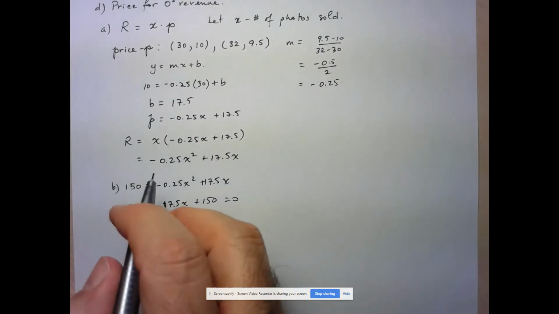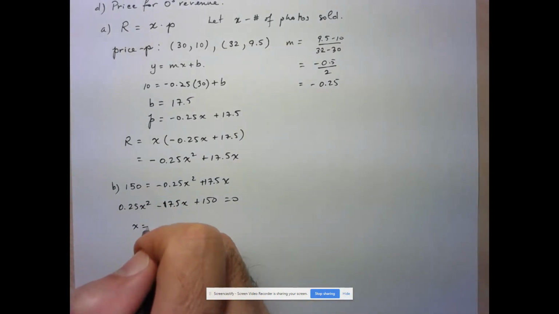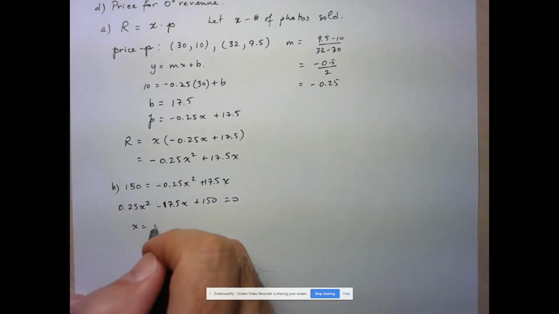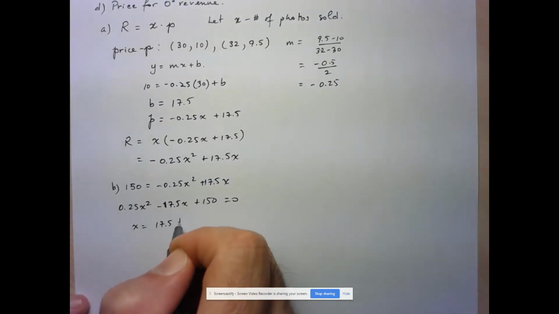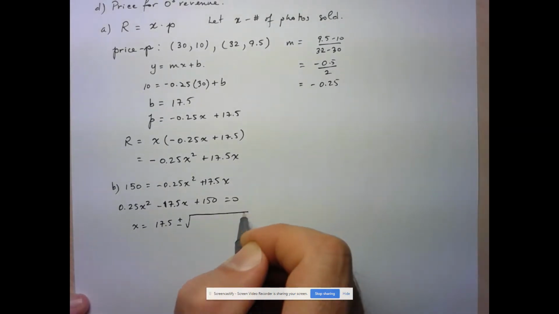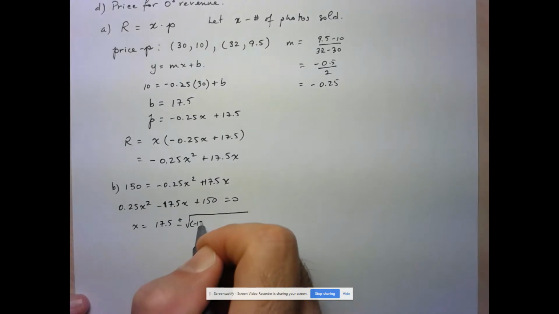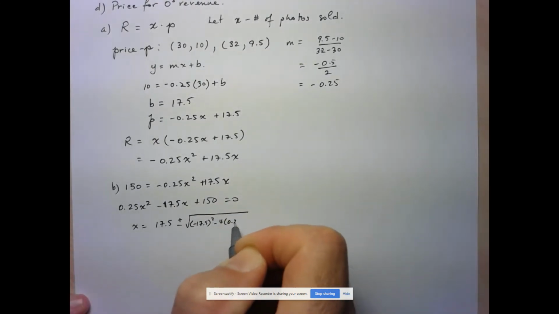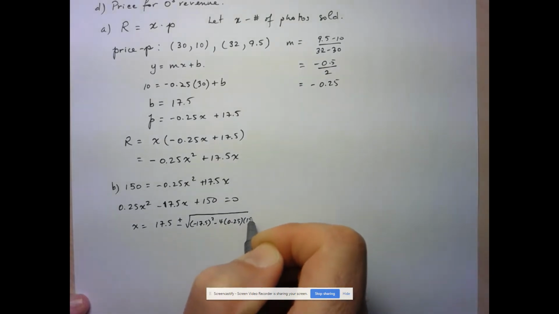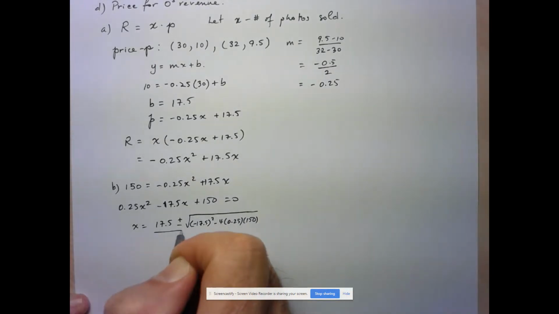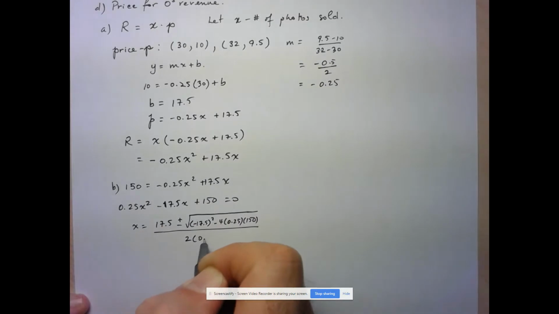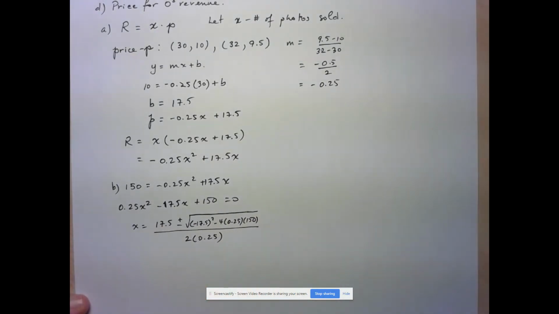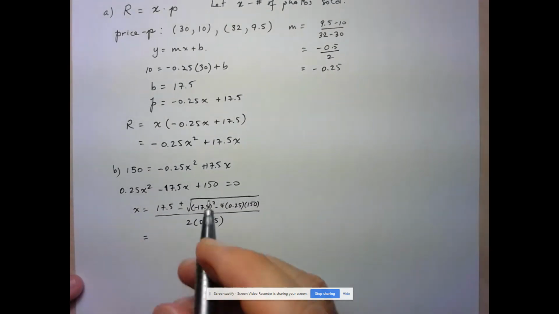Okay, so here I've got x is going to be equal to negative b, so it's going to be positive 17.5 plus or minus the square root of b squared minus 4 times a times c, all over 2a. Okay, so before I put everything in my calculator, I'm actually going to simplify a little bit. Otherwise, it gets to be a lot to input in your calculator.